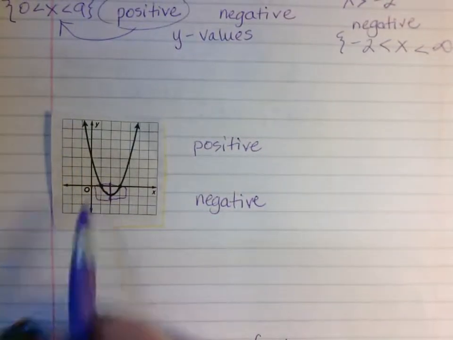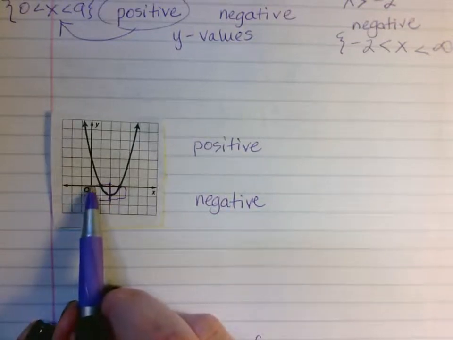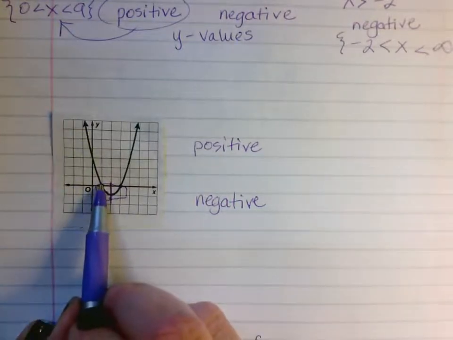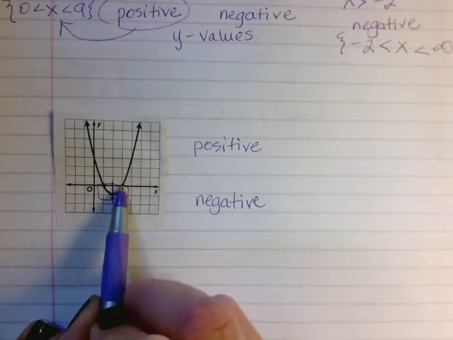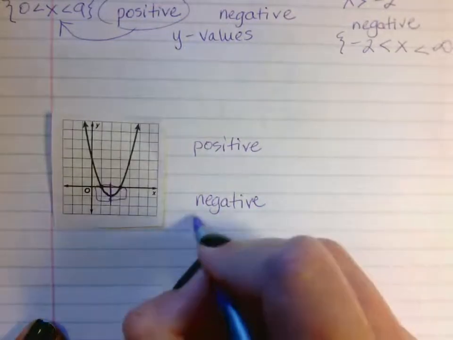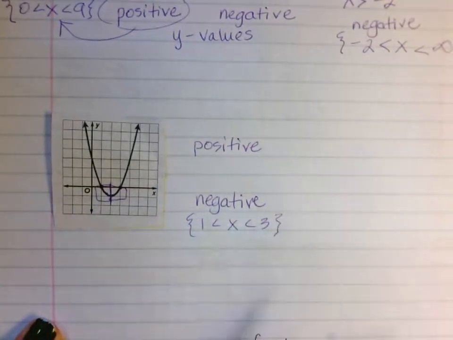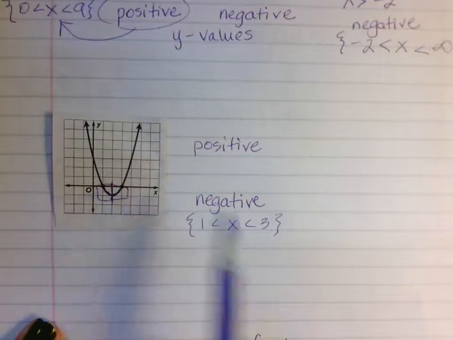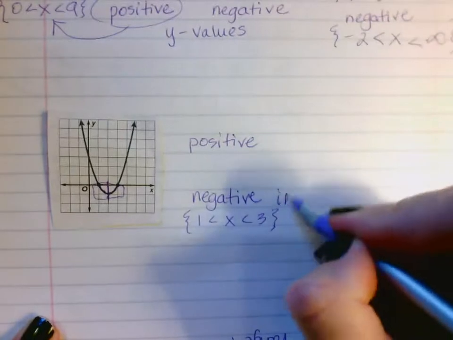So what section is that? What interval? Well, reading left to right, it starts being negative when x is 1, and then it stops being negative when x is 3. So in this interval, when the x's go from 1 all the way to 3, the y values are negative. So this is called a negative interval.